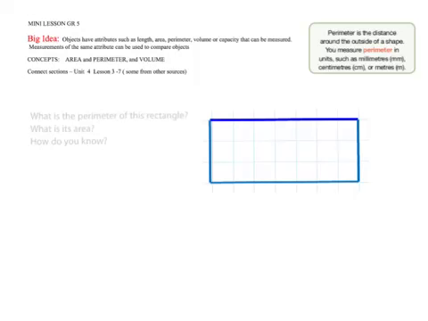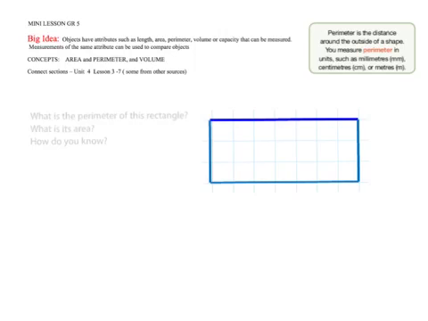All right, we are moving along in our measurement unit. Remember, we are discussing the fact that objects have attributes, things like length, area, perimeter, and volume and capacity that can be measured. When we measure the same thing, we can compare objects. So if we're measuring area of one object and another object, we can compare them.